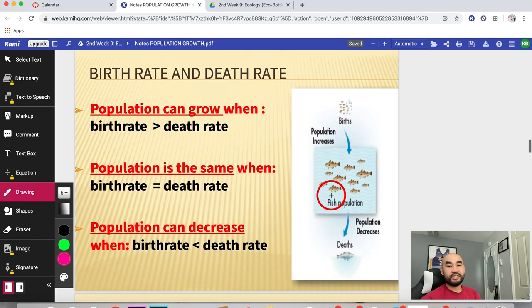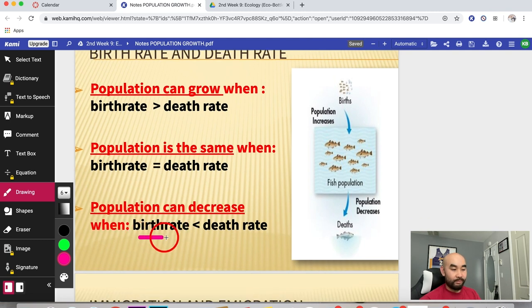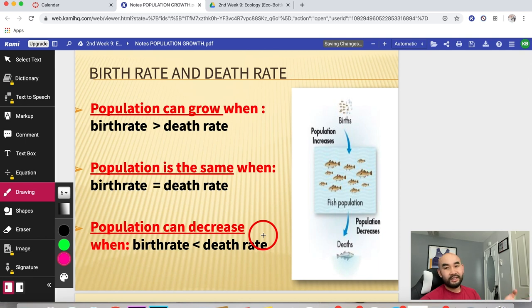All right, so speaking of population rate, it's very simple to understand, right? Population can grow when your birth rate is higher than your death rate. Makes sense? If you have more people being born than people die, then your population will increase. Population will stay the same if the number of people born is the same as the number of people who die. You have five babies being born, five people die, then it stays the same. And population can also decrease if your birth rate is less than death rate. If you have fewer babies being born, more people die, then it decreases. So nothing new, simple, right?